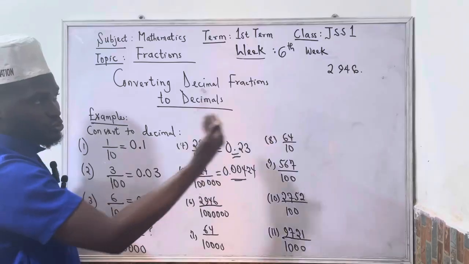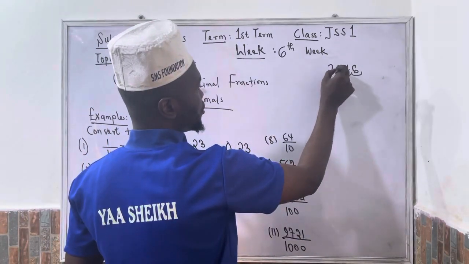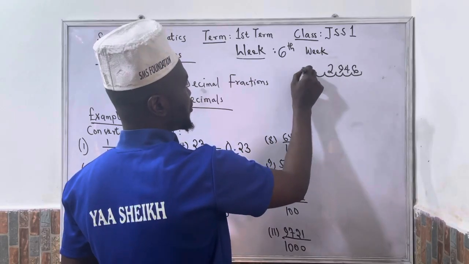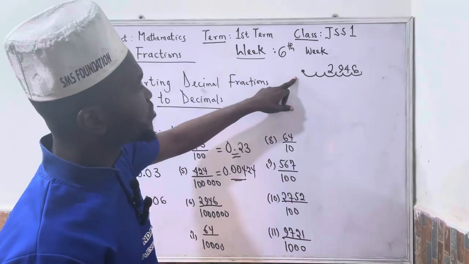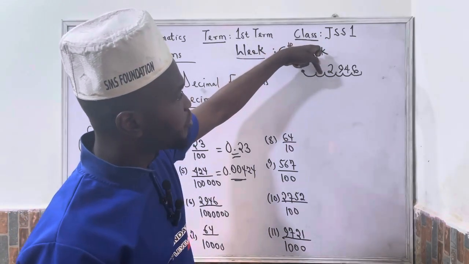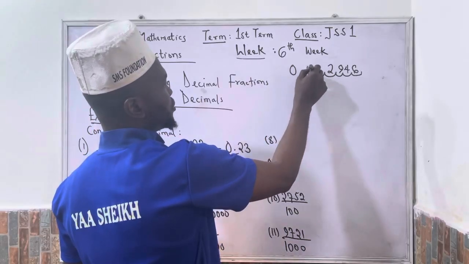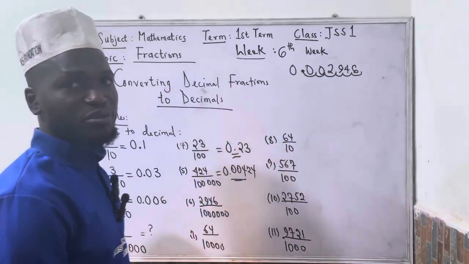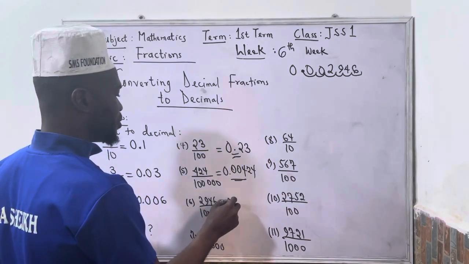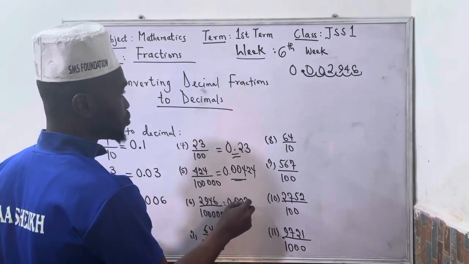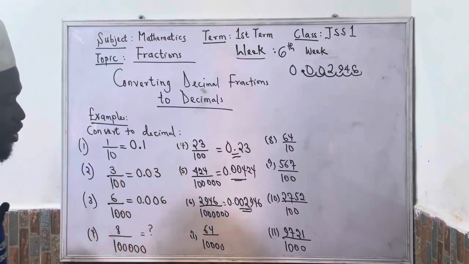6 times to the left direction. I'm going 6 times now: 1, 2, 3, 4, 5, 6. This is the new position. So it's as if I now have empty space, empty space, empty space, 2, 9, 4, 6. So I will write this as 0, 0, 0. So fill up the empty spaces with 0. So my answer will be 0.002946. So this is a very simple way of doing it.